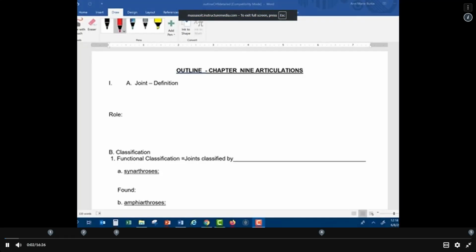This video is about Chapter 9, Articulations, Part 1. Chapter 9 is about joints, and so I'm going to be talking about what are joints, how are they classified, and what is the amount and type of movement they allow. So let's start with the definition of a joint. A joint is where two or more bones connect.